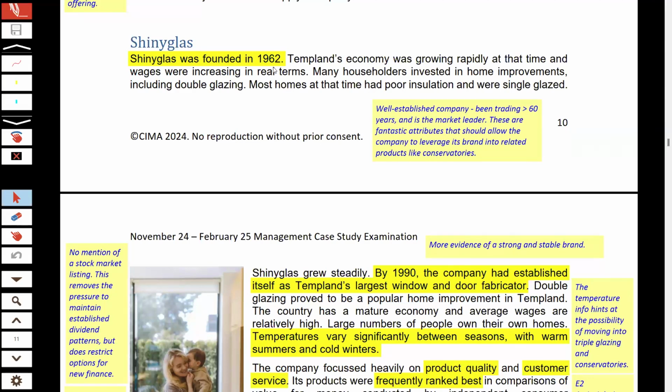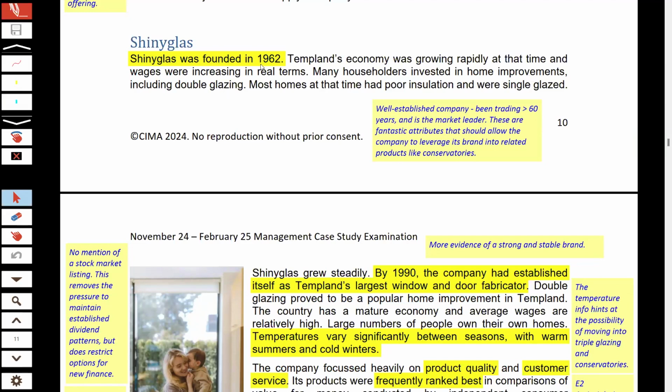So Shinyglas was founded in 1962. And if we just think about that from what I've already said about this industry, that was the era, certainly in the UK and many countries in Western Europe, of houses having wooden window frames and single glazed windows. So that is probably a really super point where Shinyglas entered this market, because they will have been able to grow in the light of the growing industry, which would be to replace those wooden windows and doors. It says many householders invested in home improvements, including double glazing.